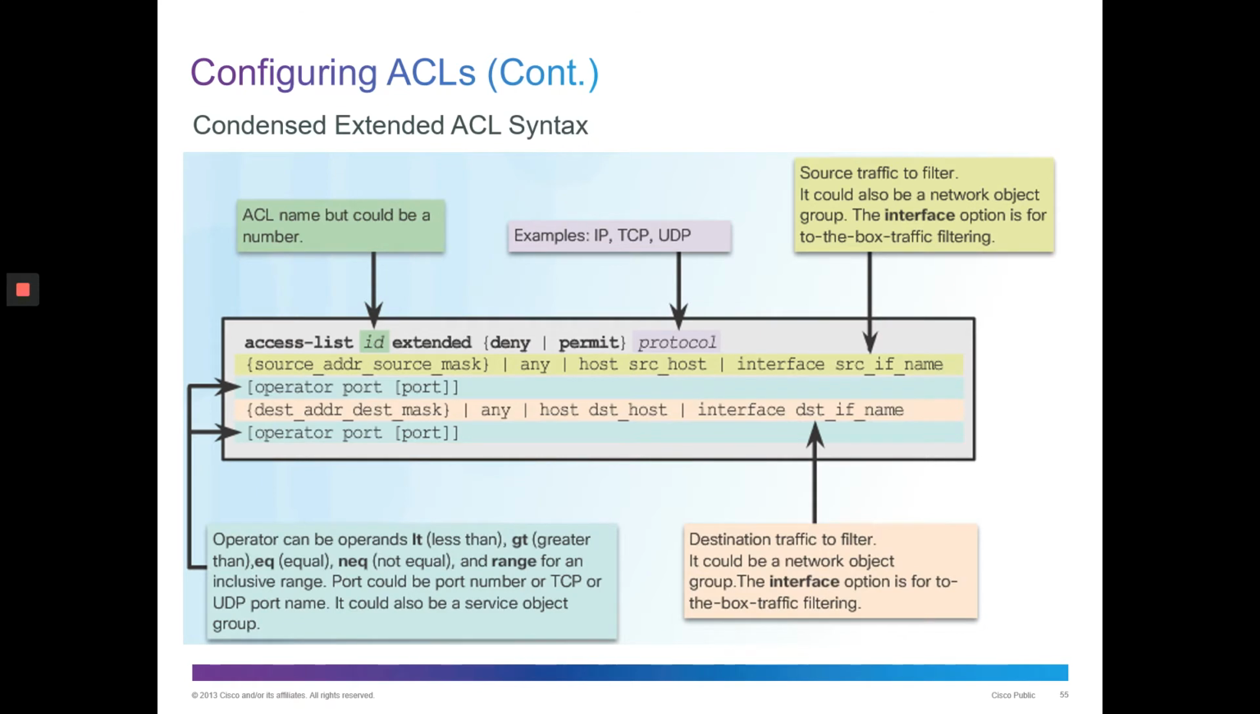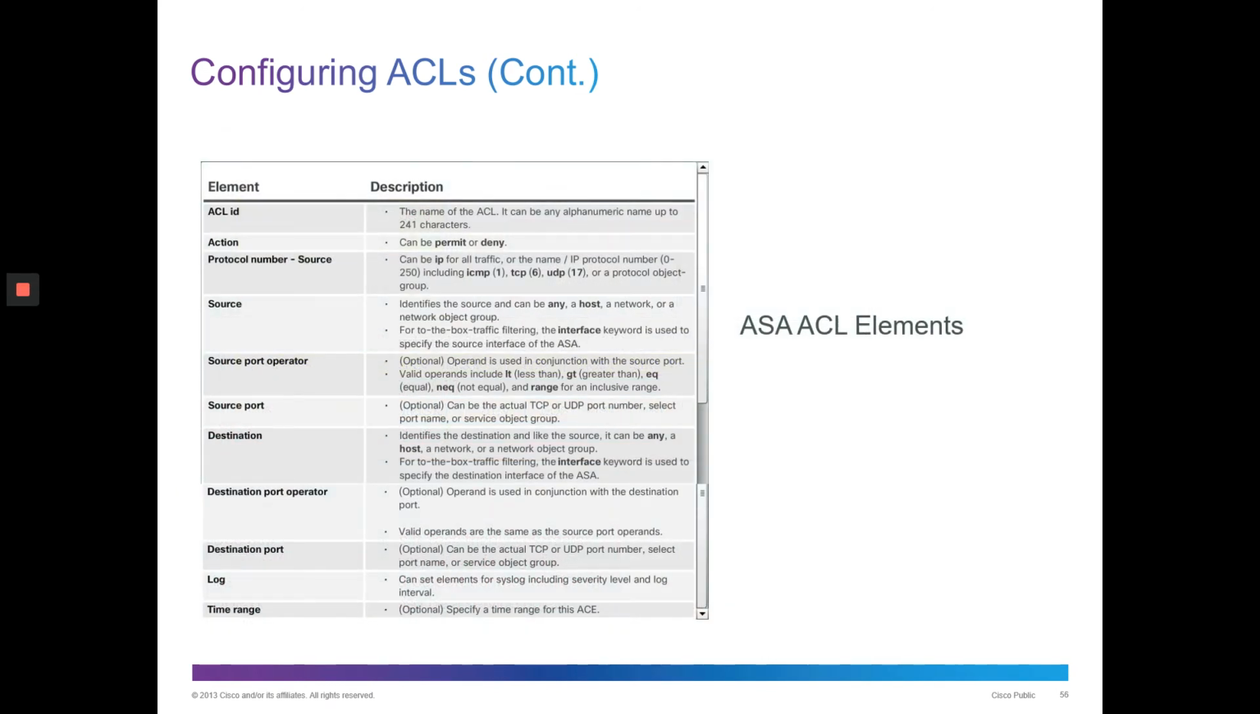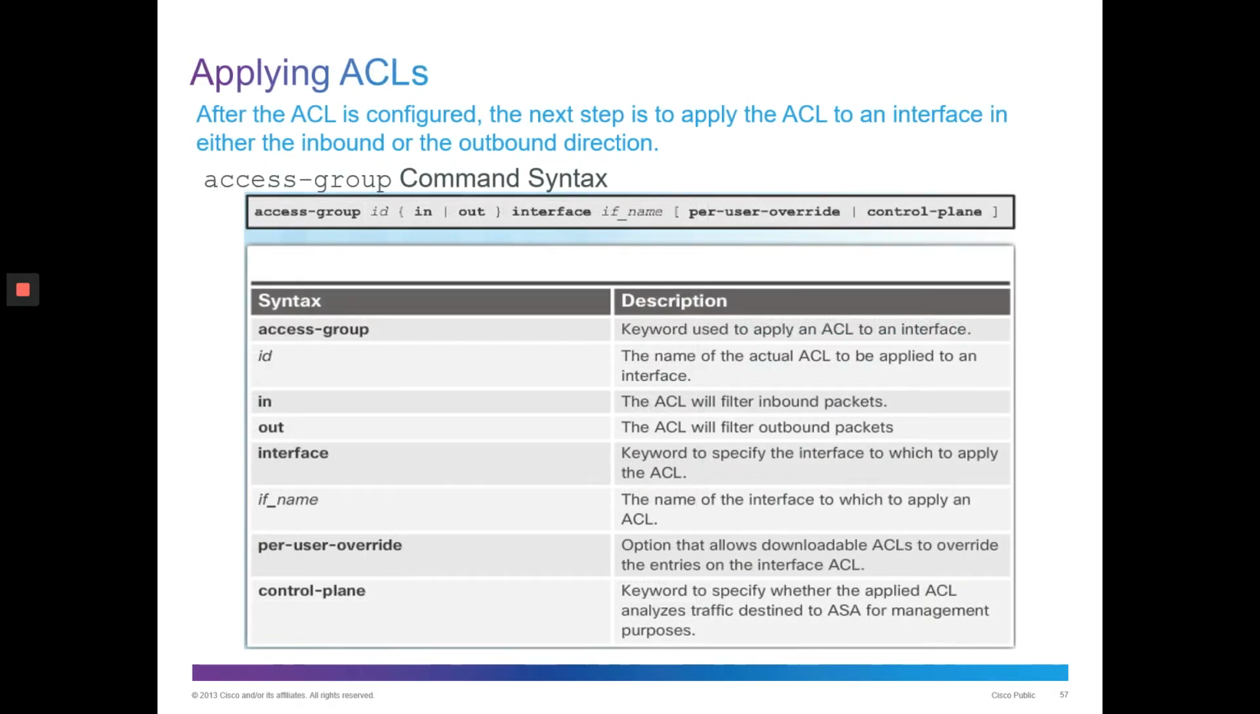If you remember, we usually type in access list ID and either standard or extended. Then you specify deny or permit, and then you specify the protocols, or you can specify the host or any as well, based on your requirements. So this is the main statement that you usually type in when you specify the ACLs. Here again is the description of each of the things that you can specify, for example ACL ID, source, destination.